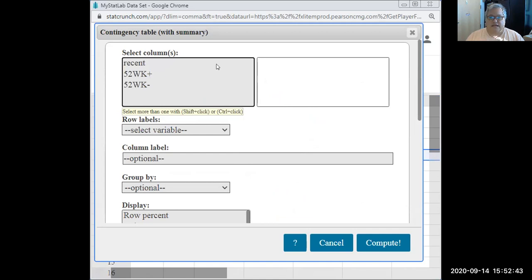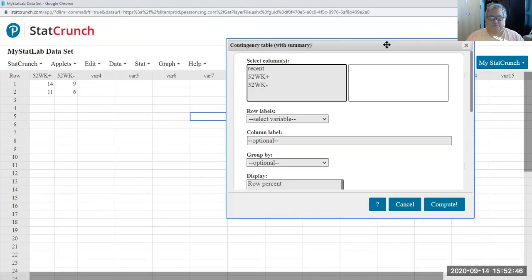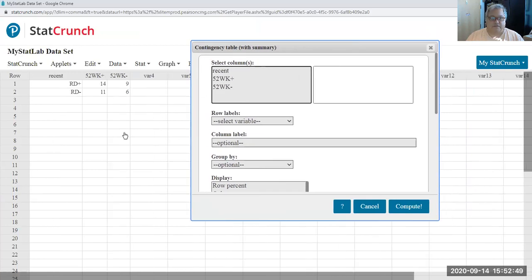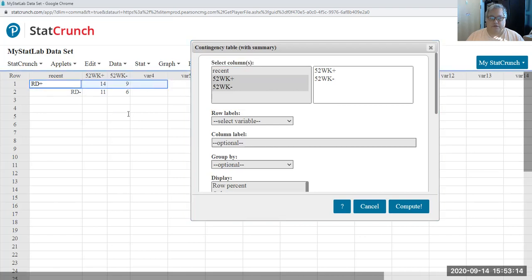The columns that I'm going to select are the columns that have counts, that have contingency counts. So that would be the columns called 52-week plus and minus. Upon highlighting those two, you should see them appear on the right-hand side in the white area as the 52-week positive and 52-week negative changes. So that's how you select the columns that have counts. In order to then select the manner in which the software will interpret the data by row, you need to highlight the row labels. And the row label has to be the recent column, because the recent column is where you find the row labels.